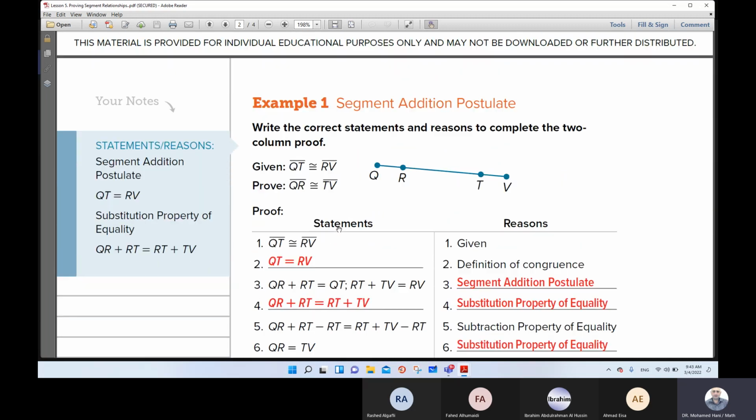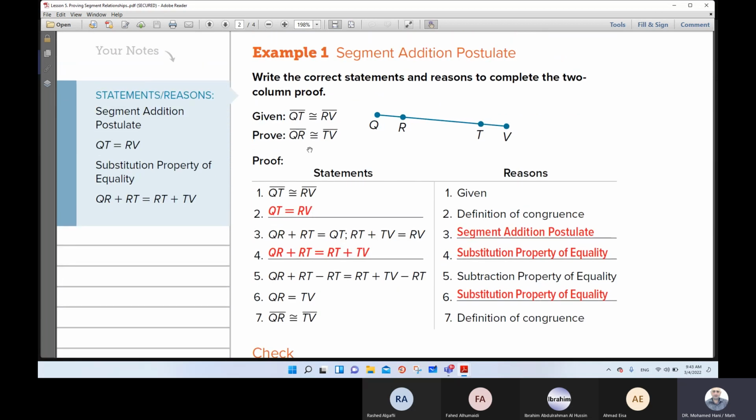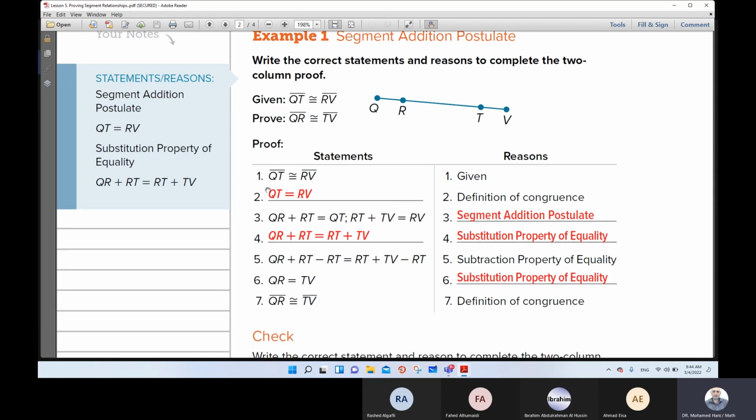For example, write the correct statements and reasons to complete the 2-column proof. Given: QT is congruent with RV. Prove: QR is congruent with segment TV. How to write the proof? Start from the given: QT congruent with RV. This is given.